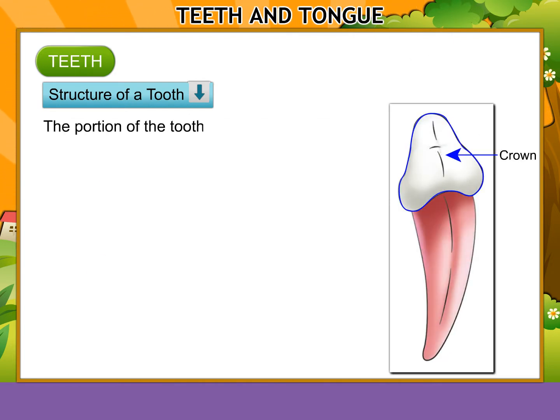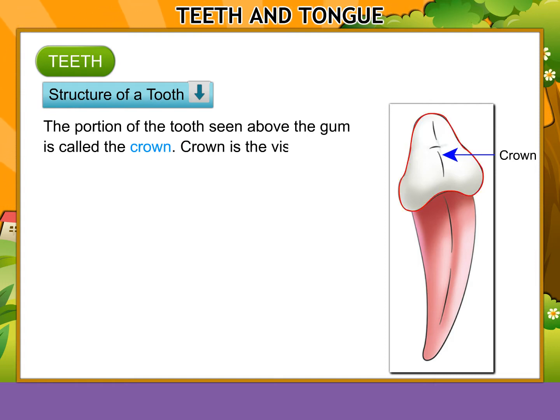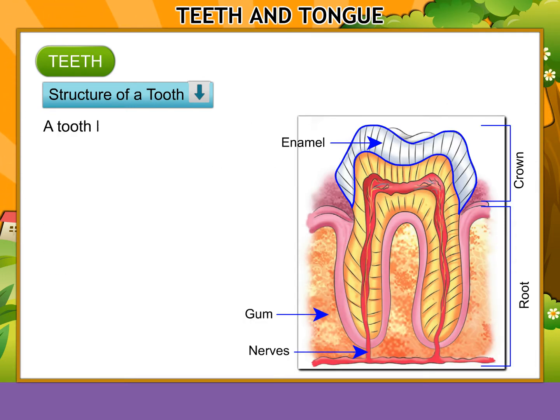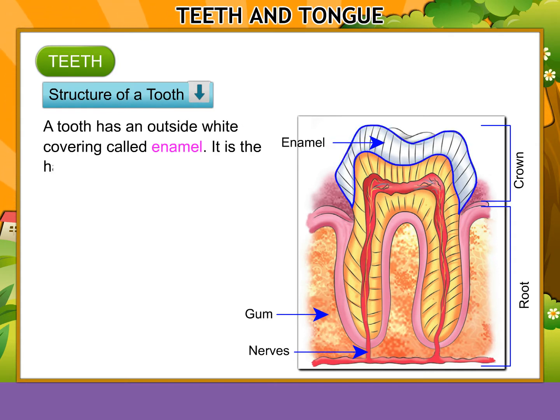The portion of the tooth seen above the gum is called the crown. Crown is the visible part of a tooth. The portion of the tooth inside the gum which we cannot see is called the root. A tooth has an outside white covering called enamel. It is the hardest material covering the crown.